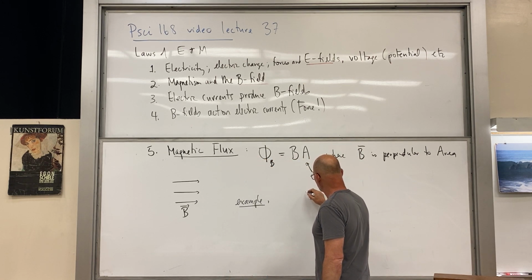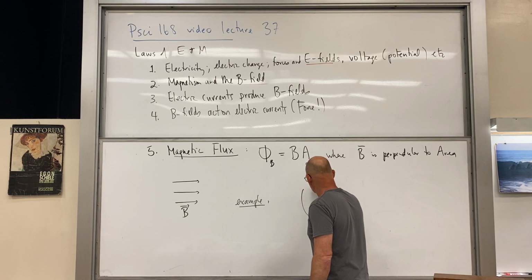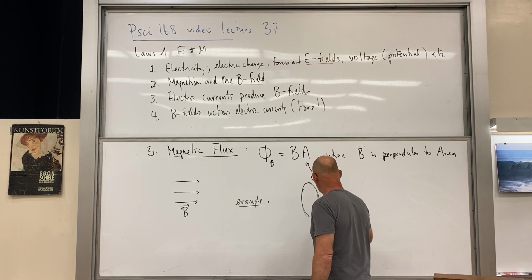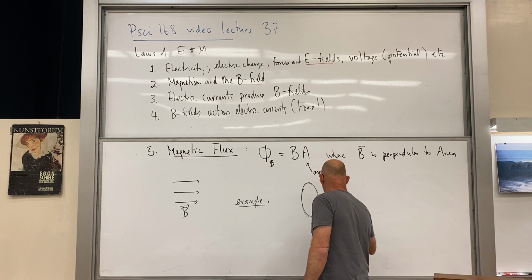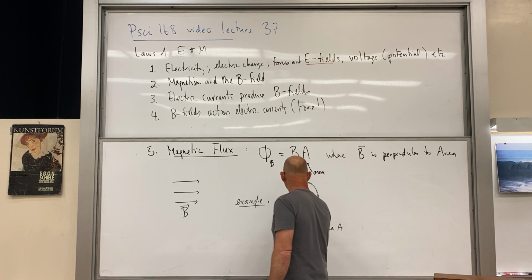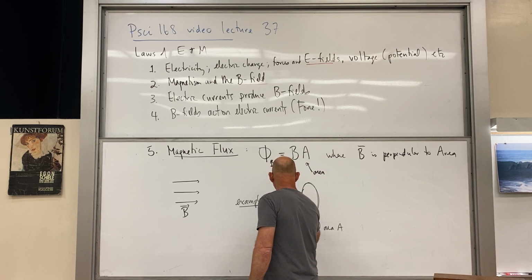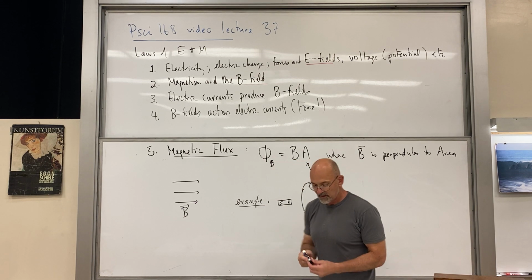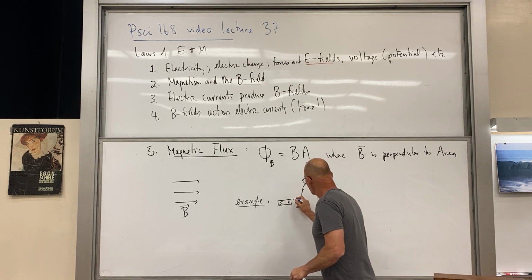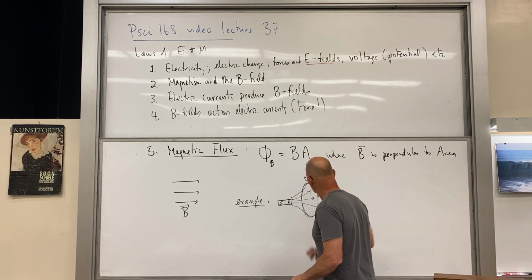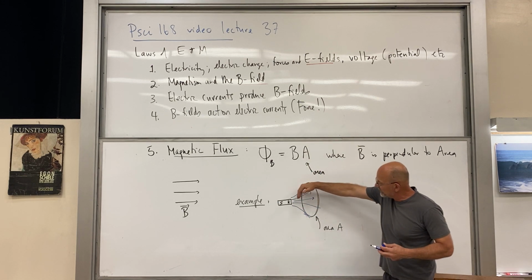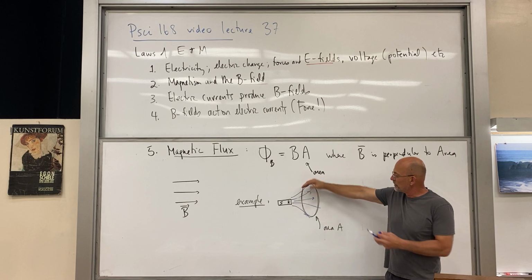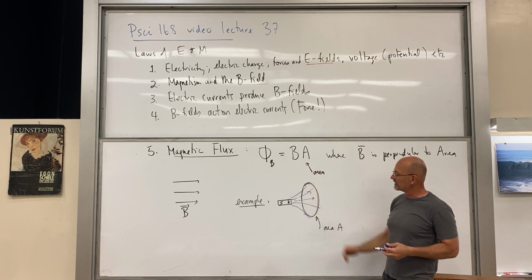So let's see, can we have some perspective here? We've got a loop, area A, and we have a magnet, north pole and south pole, and I'll even draw some field lines leaving the magnet the way we saw they do. So we would say, yeah, there's a flux of magnetic field through that loop, which is in profile right here.